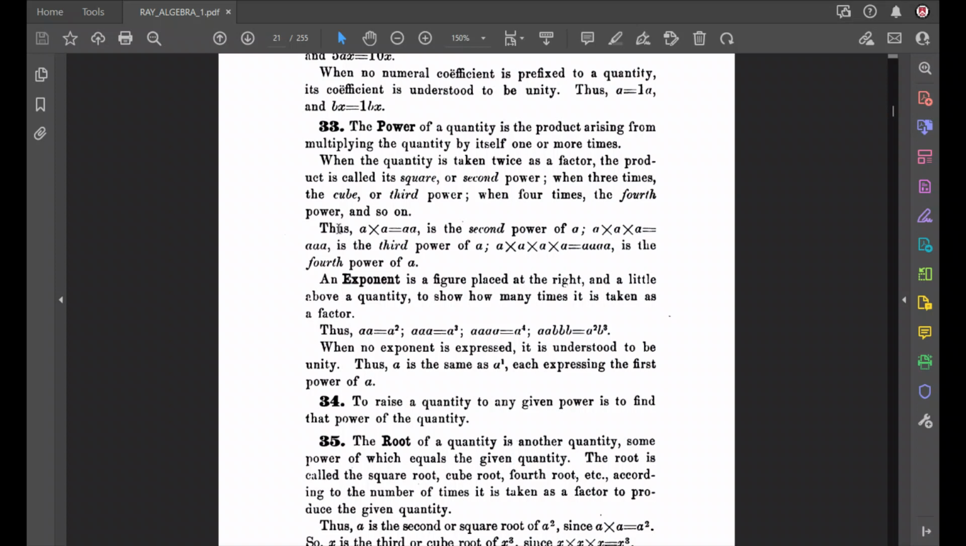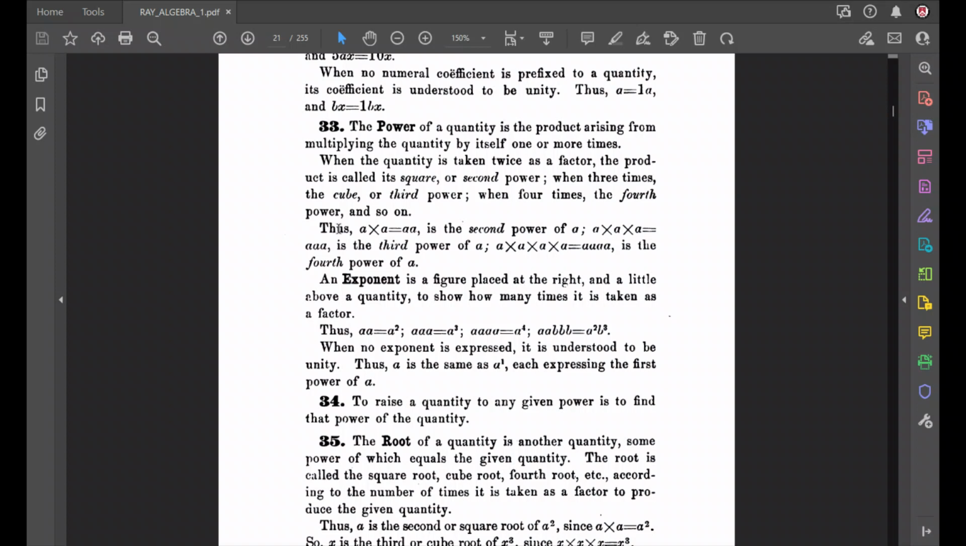So a square, and this is algebra, we're not talking about geometry squares, okay? This is just a term used in algebra. A square is the same thing as a second power. You got that? A times A, any number multiplied by itself. So there are two factors. That's called a square, or the second power.